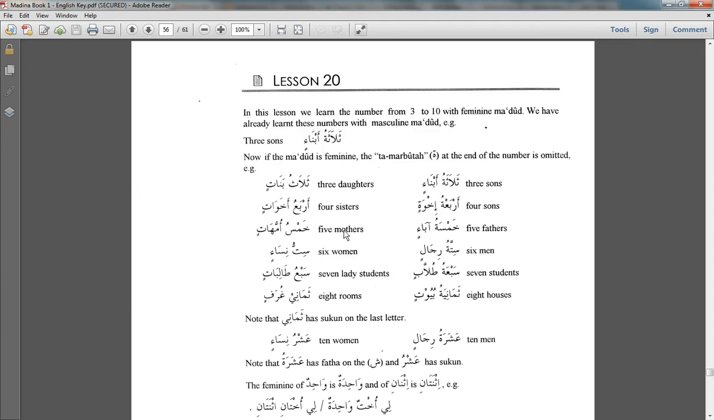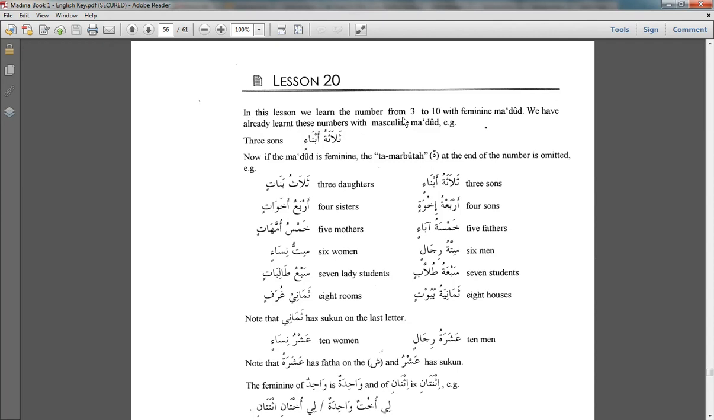In the past lesson we discussed that if you are discussing a thing which is masculine between 3 and 10, then the numbers that you're going to be describing are going to be feminine. And the opposite now we're going to discuss: if you are talking about a feminine thing, then the number is going to be masculine. Anyway, let's go and read it and we'll discuss as we go along.